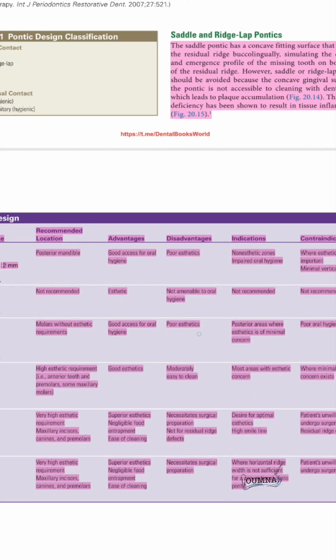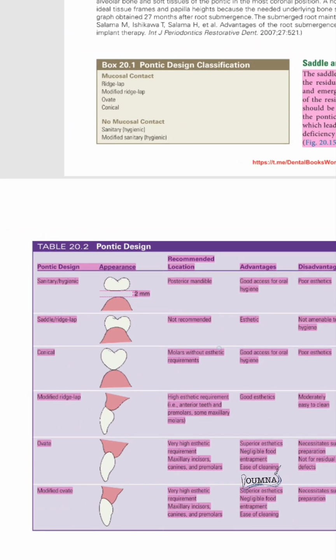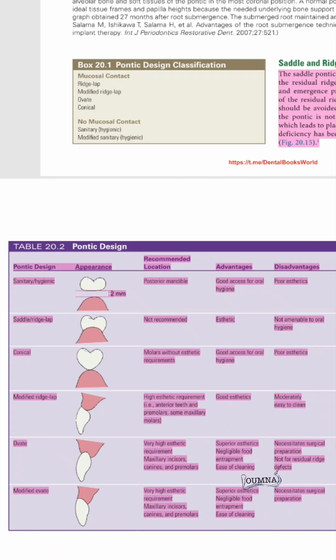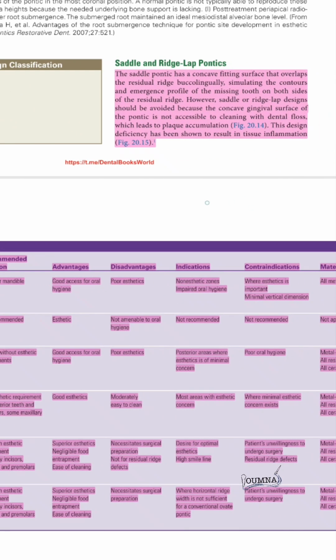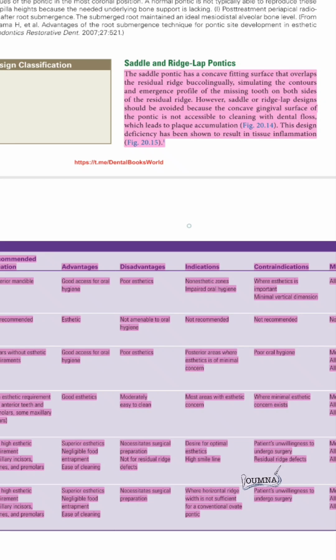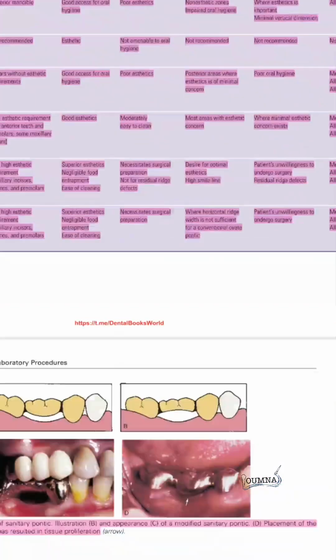We will now discuss the types of Pontics and their use. The saddle or ridge lap Pontic has a concave fitting surface that overlaps the residual ridge. It must be avoided because it does not have accessible cleaning with dental floss, which leads to plaque accumulation and tissue inflammation.